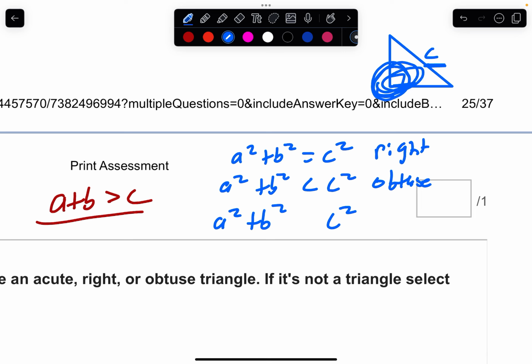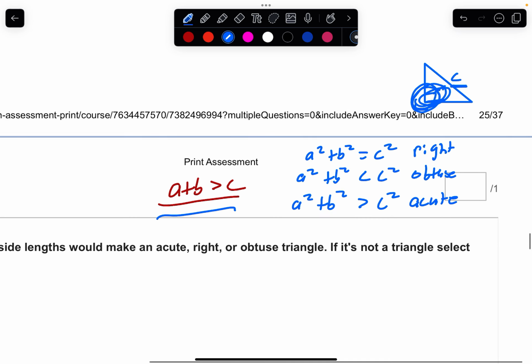What if that 90 degrees gets smaller? What has to happen? The opposite side has to get smaller. If C squared is smaller, that means 90 got smaller. That means we're working with an acute triangle. So first, is it even a triangle? No squaring there, guys. Second, if it is a triangle, what kind of triangle? Now we square the numbers.